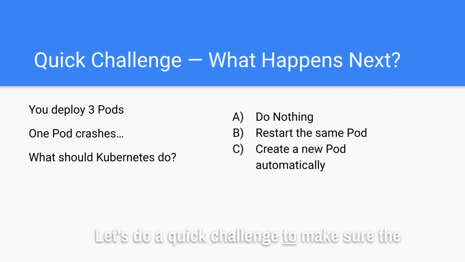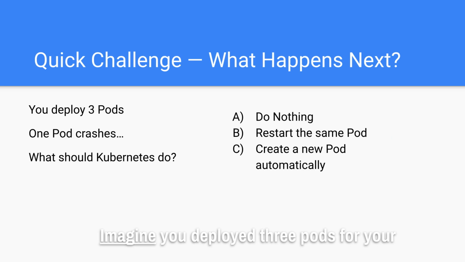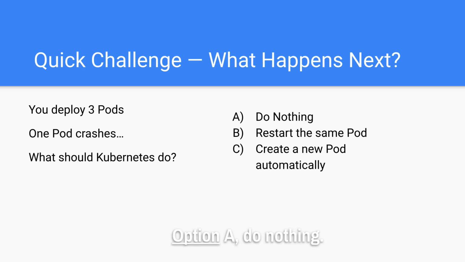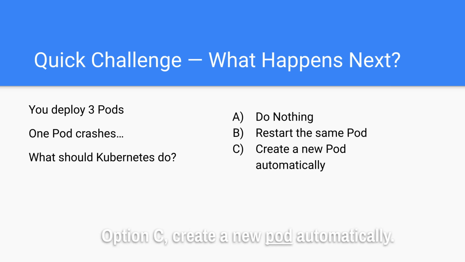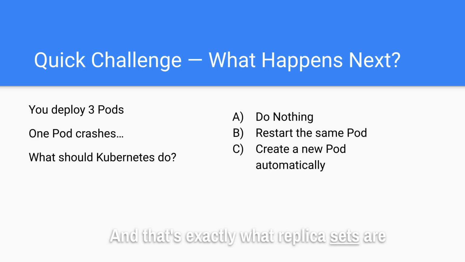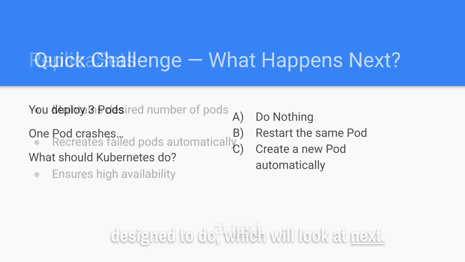Let's do a quick challenge to make sure the concept is clear. Imagine you deployed 3 pods for your application, and suddenly, one pod crashes. What do you think Kubernetes should do? Option A, do nothing. Option B, restart the same pod. Option C, create a new pod automatically. Pause the video for a second and think about it. The correct answer is create a new pod automatically. And that's exactly what ReplicaSets are designed to do, which we'll look at next.